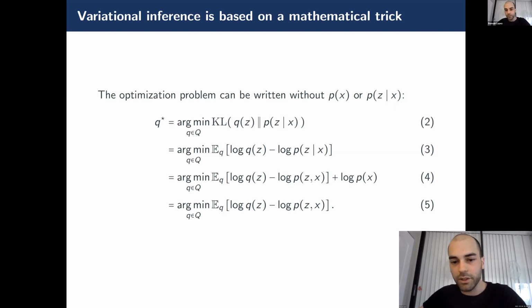And in equation 5, interestingly, everything is tractable because we know the model. The model is fully specified, P of Z and X, the joint. The variational distribution is something we control, and so we can solve this more or less efficiently. It's something we can solve now, and that's why variational inference got very attractive.